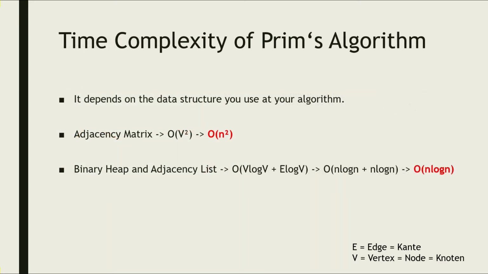Let's see the time complexity of Prim's algorithm. It depends on the data structures you use in your algorithm. For example, for an adjacency matrix, we have a big O of n to the power of 2, and for a binary heap and adjacency list, we have a big O of n log n.